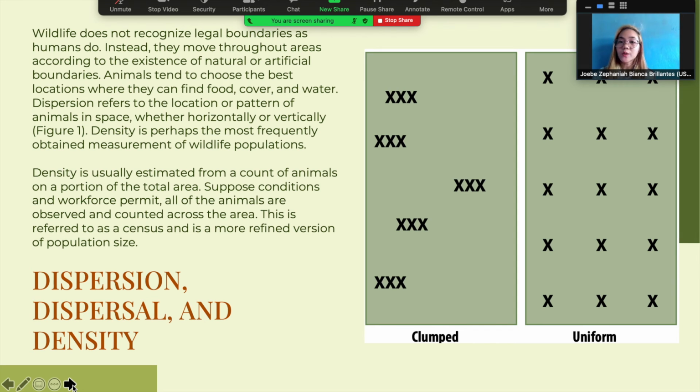If conditions and workforce permit, all of the animals are observed and counted across the area. This is referred to as a census and is a more refined version of population size.